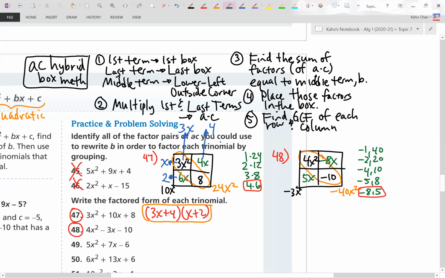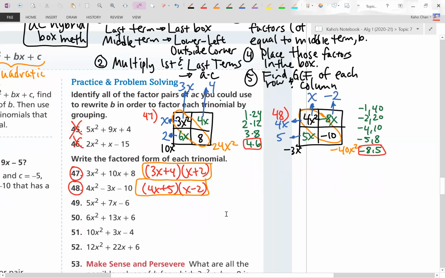I just had a momentary pen malfunction. Step 5, GCF each row and column. First row, 4 and negative 8. I can take out a 4x. Second row, I can take out a 5. Yay. First column, you can't take out a coefficient. However, you can take out an x. Last column, be careful here. The first term starts with a negative, which means I have to take out a negative something. Negative 2. And there it is, ladies and gentlemen. My answer. 4x plus 5 times x minus 2. Yay.